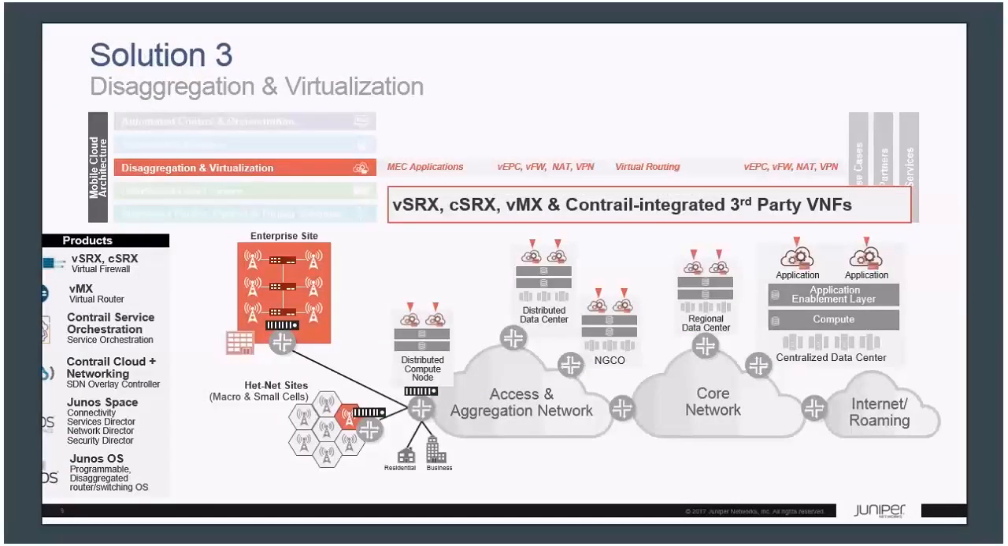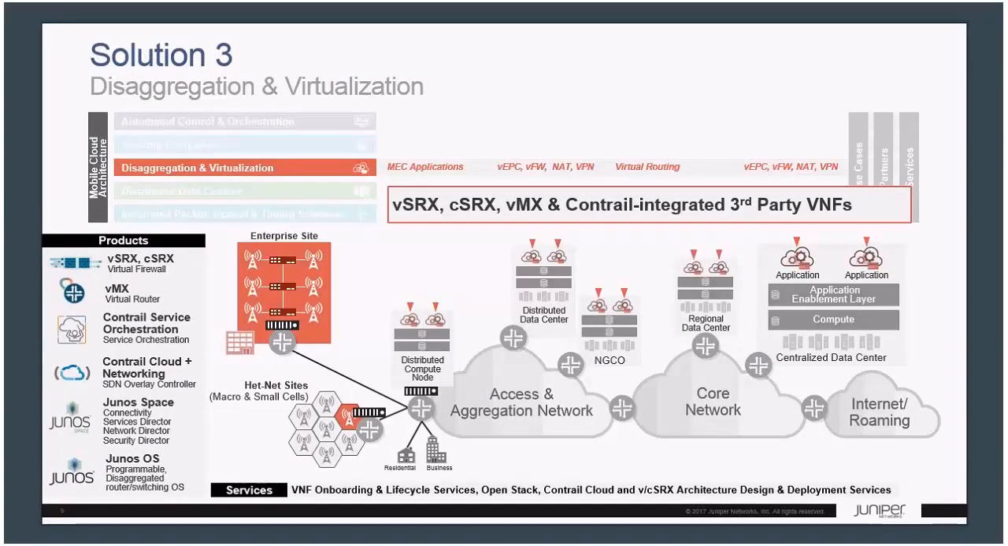Let's look at solution area 3 of the mobile cloud architecture. This is the solution we're calling disaggregation and virtualization. Like the other slides, you can see in the diagram the area of the network where this solution area touches. And you can see it touches pretty much the application layer all the way from the enterprise side and the HetNet side all the way into the core network.